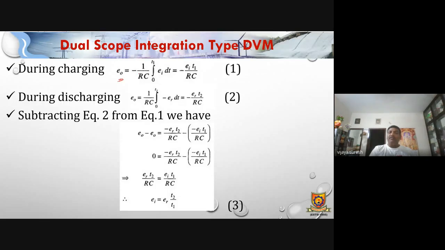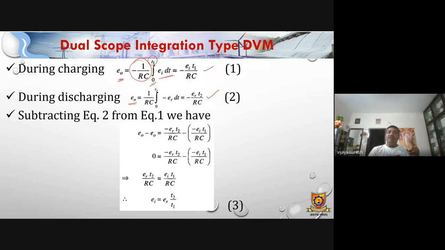Now the output voltage of the integrator, from 0 to T1, this is the charging period. 0 to T1 charging period, integral of Ei dt, nothing but the voltage has been increasing. Here minus 1 by RC are the constant terms. So we are going to get Ei T1 by RC, that is the output voltage for charging. Similarly, the output voltage for discharging, during 0 to T2, is minus Er T2 by RC.